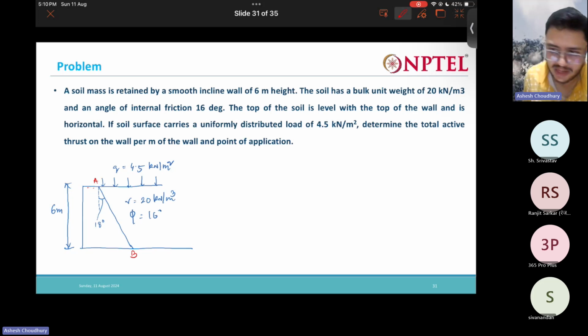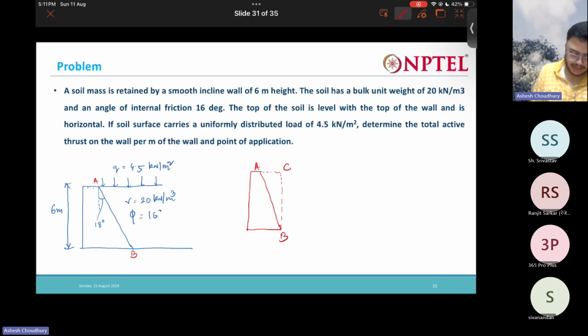Let us come directly to the figure. In the figure, everything is given. Here the face of the wall is not straight, it's a little inclined. So our retaining wall is like this, right? What we will do is get a triangle A, C, B. This is the right angle, and this angle is 18 degrees. So we will consider it like that.